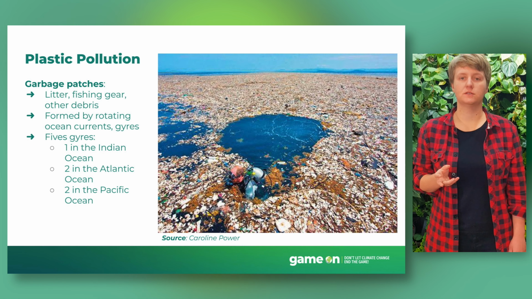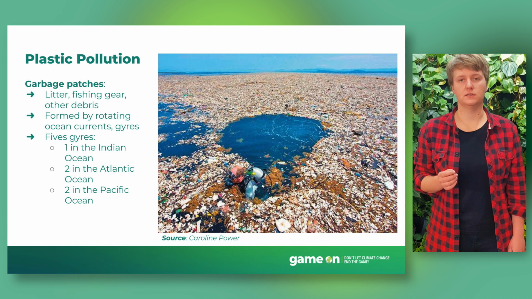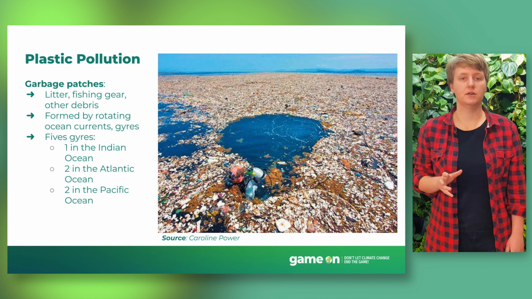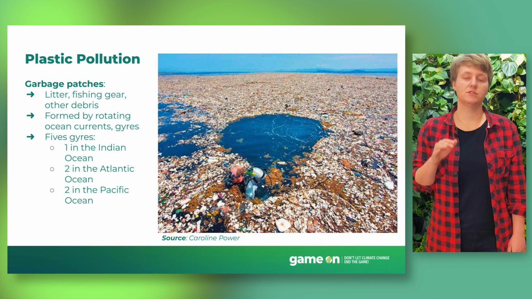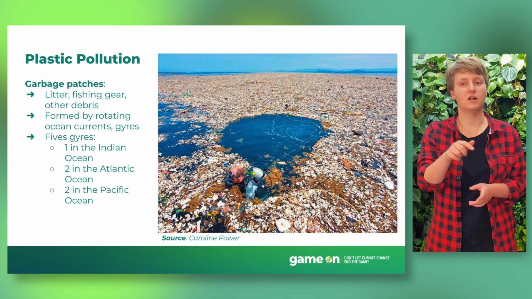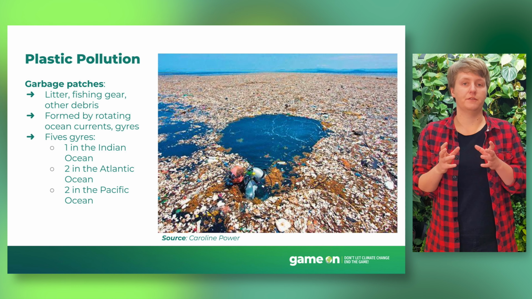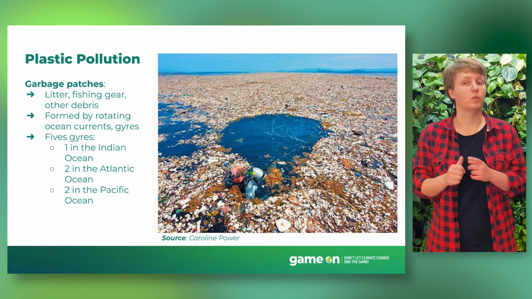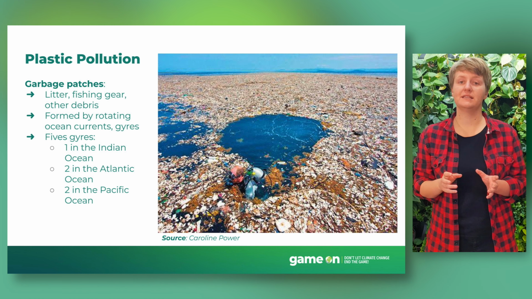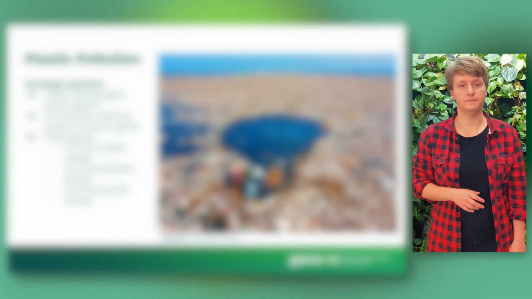Let's talk about the most famous topic first: plastics. It has an immense impact on water ecosystems. The most visible proof are the so-called garbage patches. They are large areas in the ocean where plastic and other debris floats on the surface. The patches originate from circular ocean currents, so-called gyres. Of the 5 big gyres in our oceans, 1 is in the Indian Ocean, 2 in the Atlantic Ocean, and 2 in the Pacific Ocean. Garbage patches of varying sizes are located in each gyre.